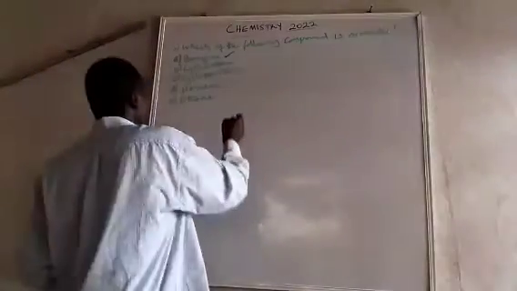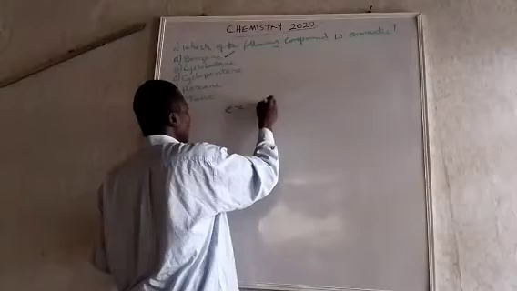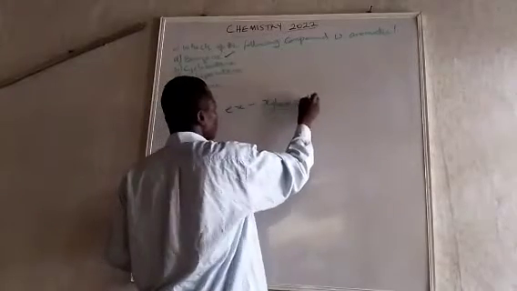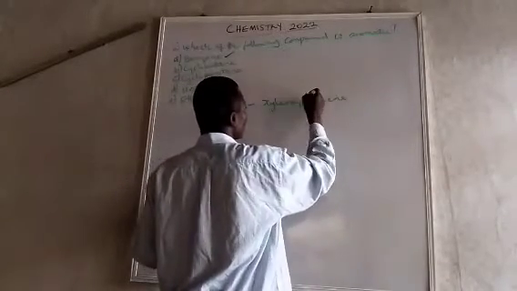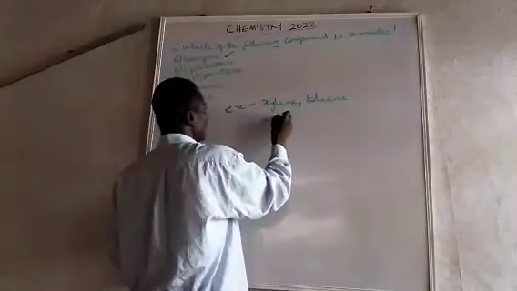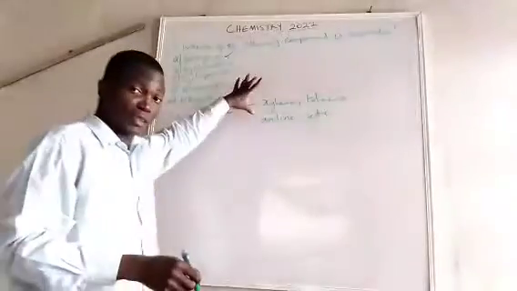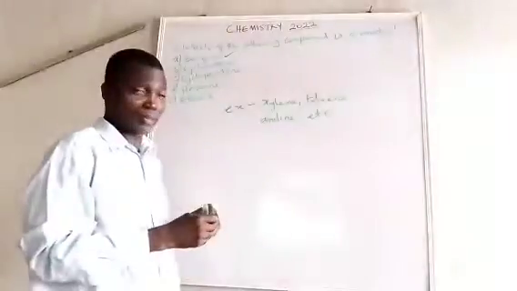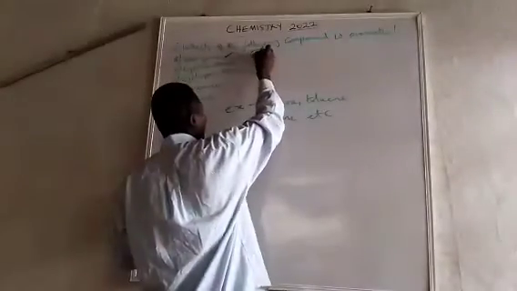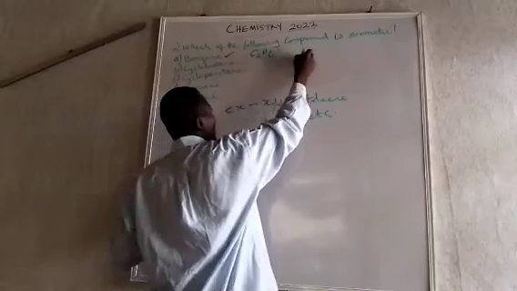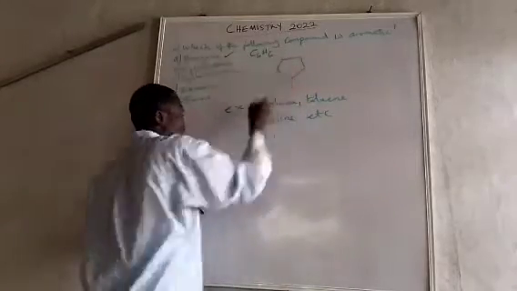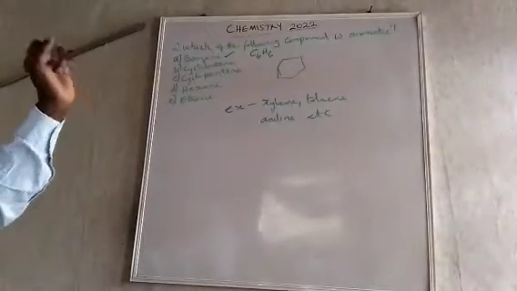So examples: xylene, toluene, aniline. All of these have structures based on benzene, C6H6, like this hexagonal structure. So take note of that, and you can go through it also, please.